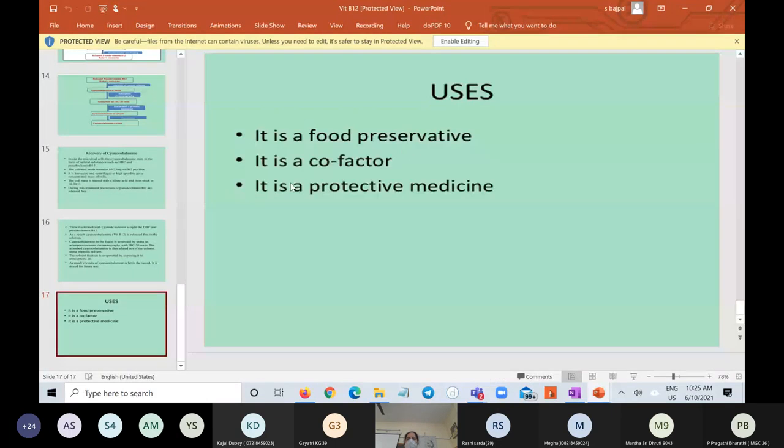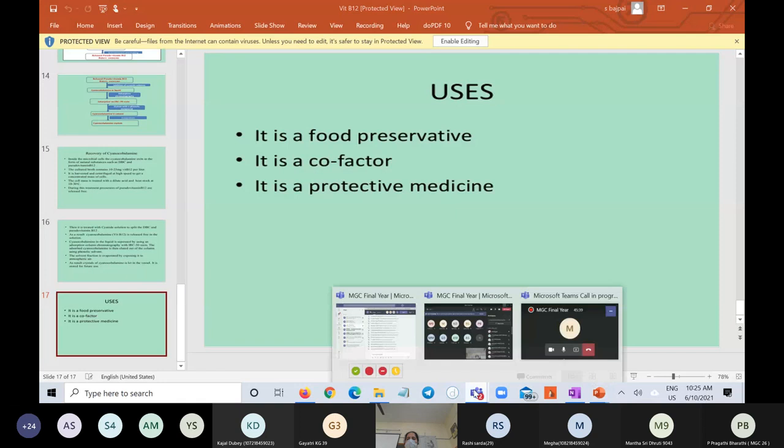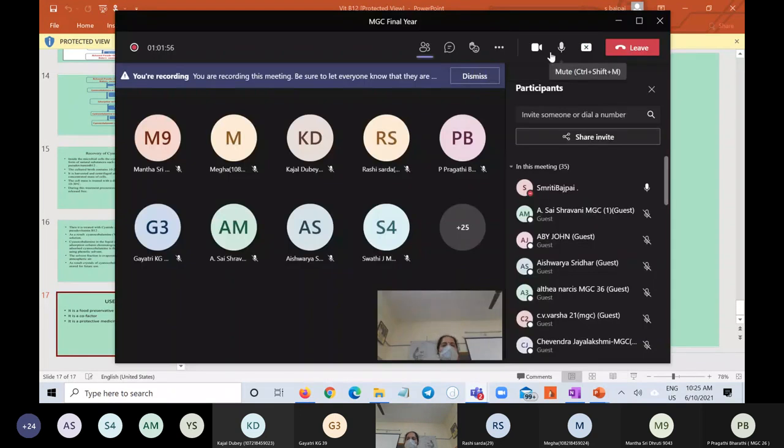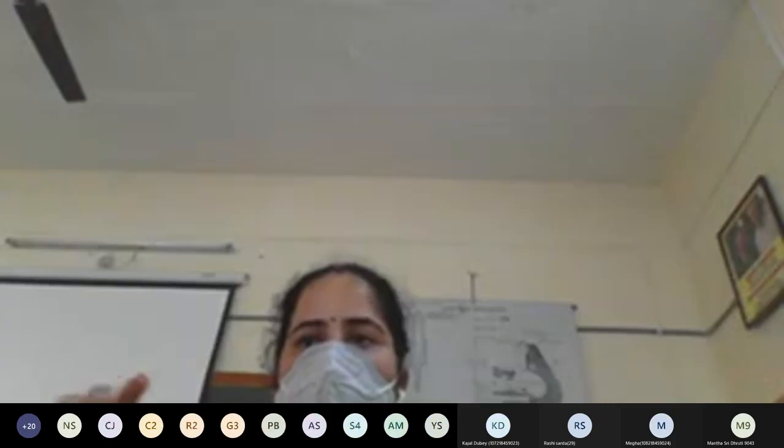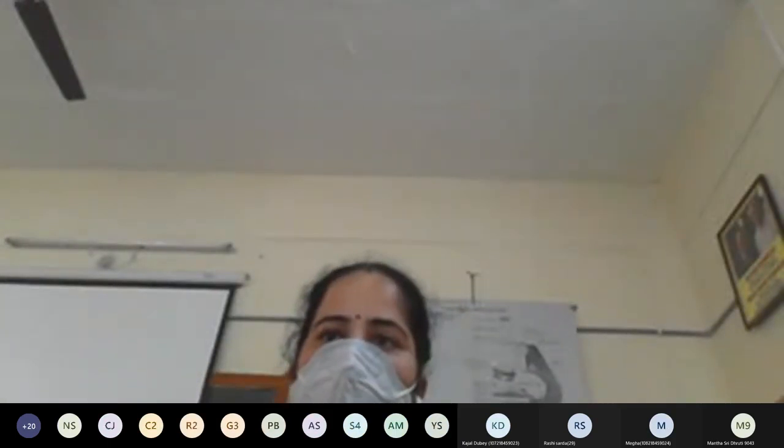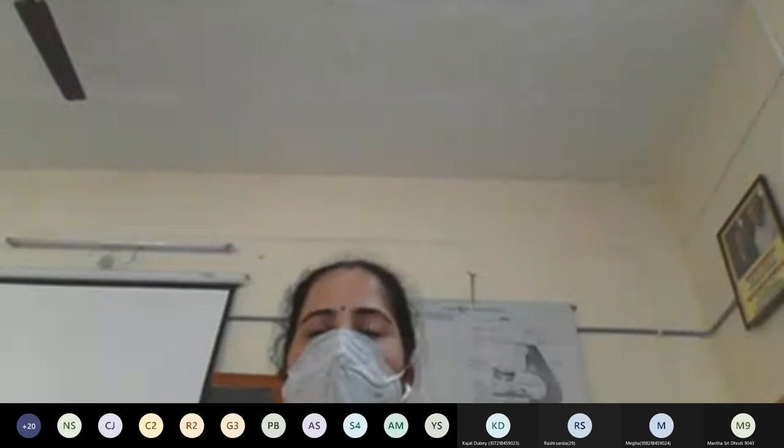And the last slide is just telling about the different uses. That is the food preservative, cofactor, and protective medicine. So when we are writing about any industrial scale production, what we need to do, we have to write certain uses also, where it is used. That is also the thing.